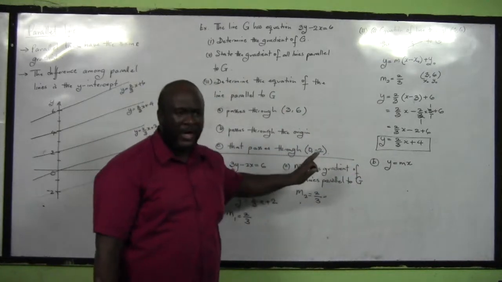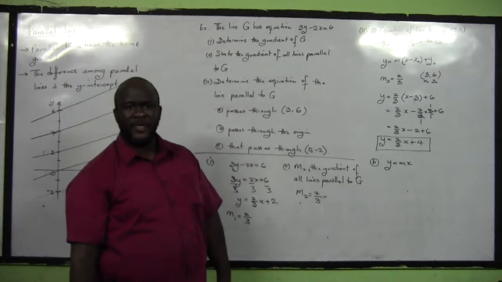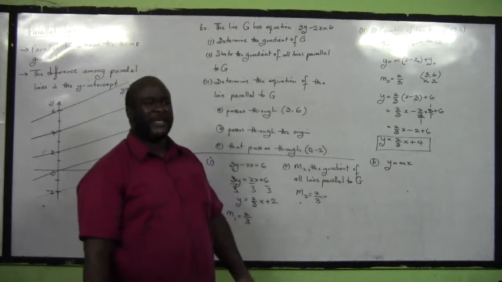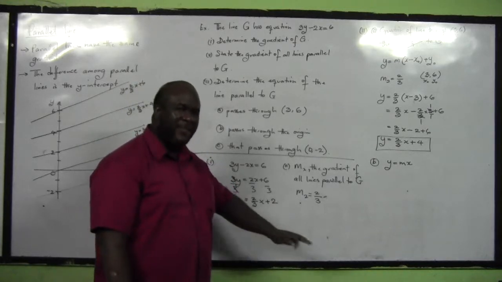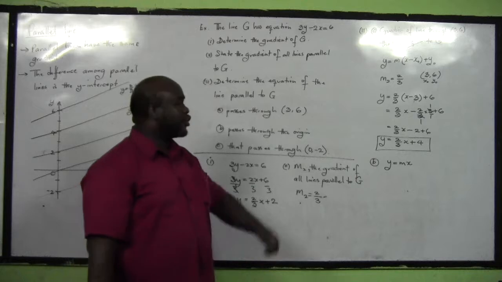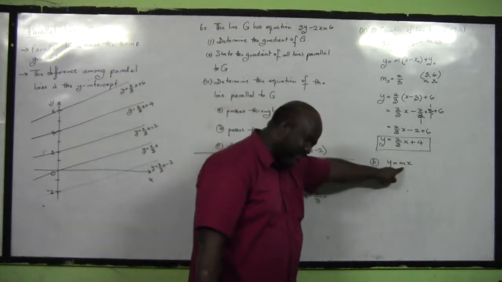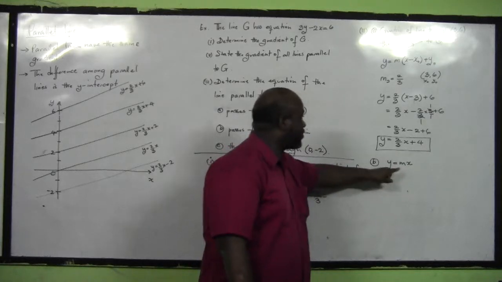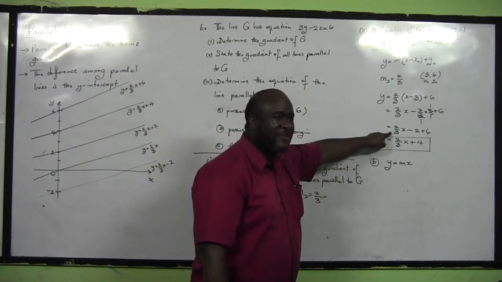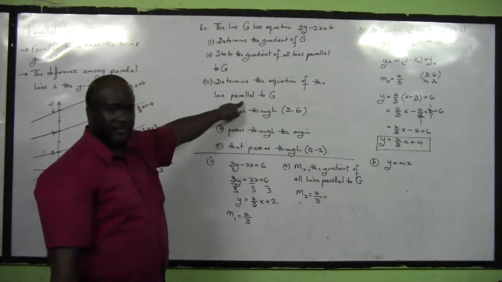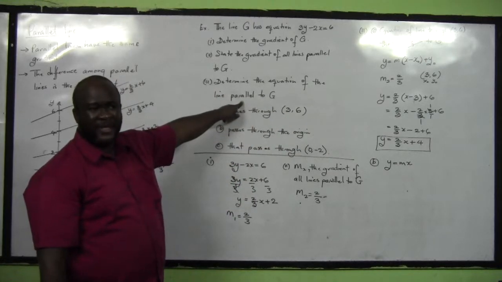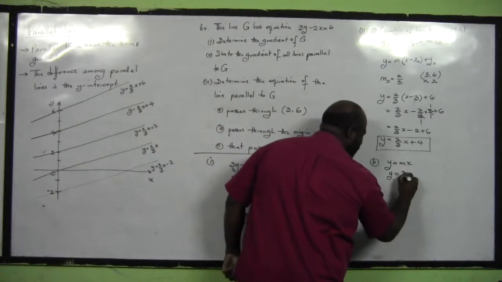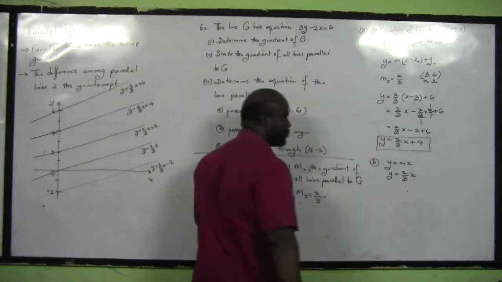Why just mx? Why is there no c? Because c is 0. Anytime a line passes through the origin, c is 0. So the only thing I need for this line is mx, and the only thing I need is m. And m is 2/3. Why is m 2/3? Parallel lines have the same gradient. This is the answer: y is equal to 2 over 3x.